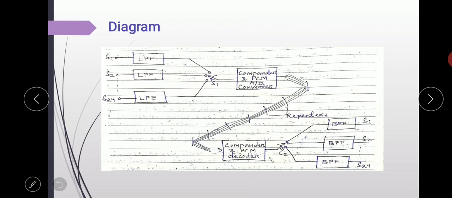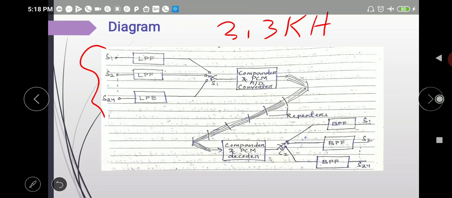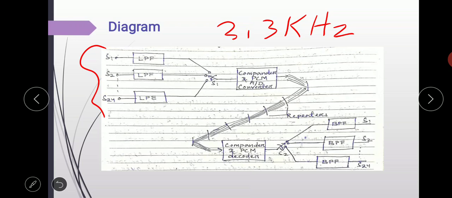So here we can see it accommodates 24 analog signals which are referred to as S1 to S24. Each signal is band limited to approximately 3.3 kHz and it's sampled at the rate of 8 kHz. Here the sampling is done.